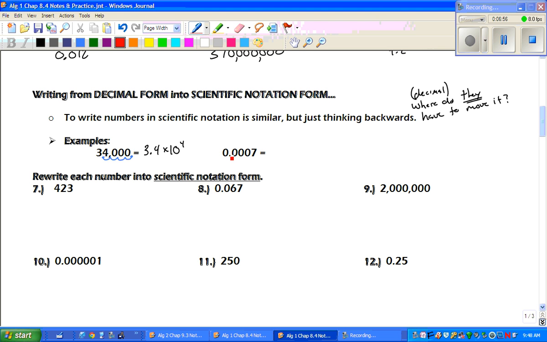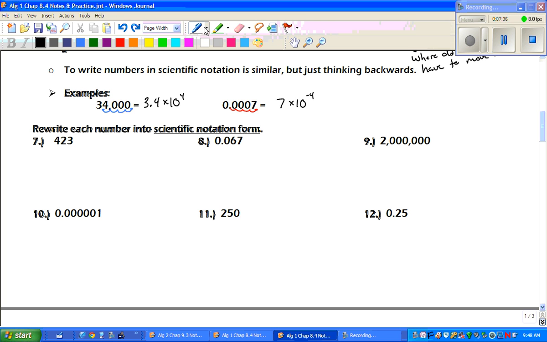Now, the next example, we have to move it 1, 2, 3, 4 to the right. They would have to move it 4 spots to the left. So it's going to be negative. Another way that I like to look at it is if it's a big number, it's going to have a positive exponent. If it's a small number, it's going to be negative. So our first example, big number, positive. Our other one, small number, negative. Number 7.